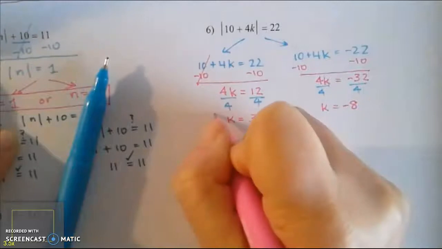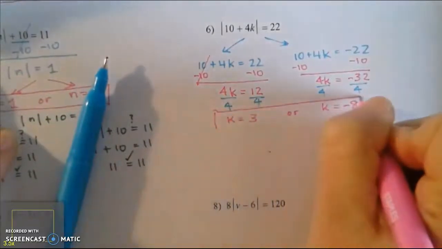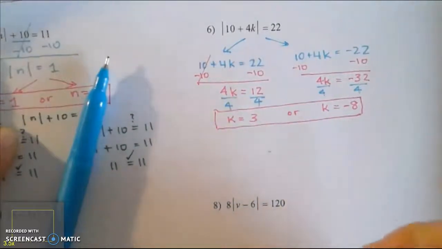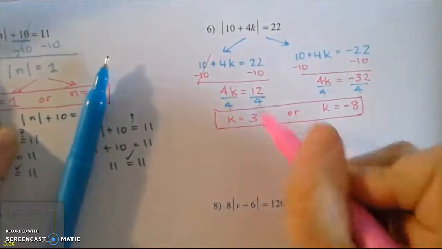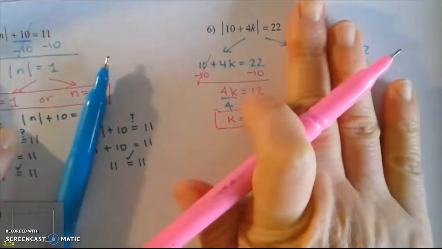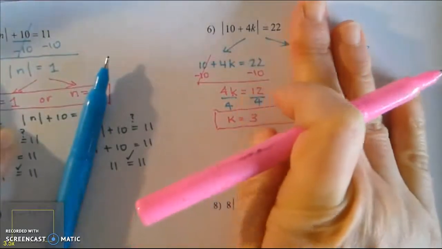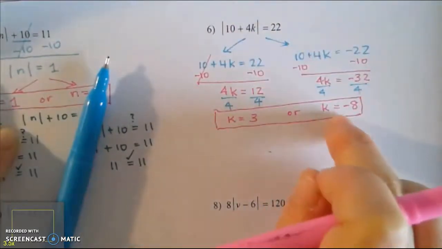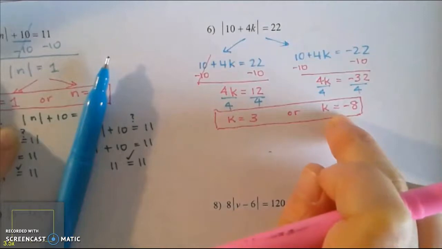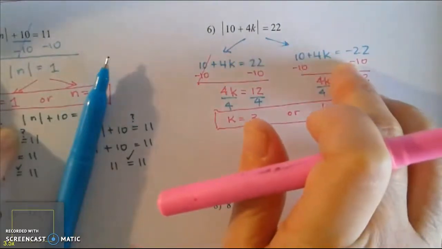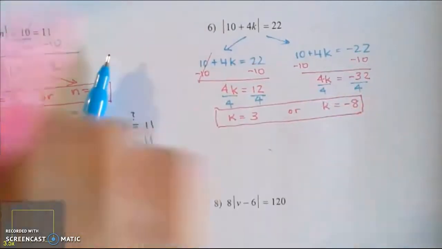Okay, so I have two solutions. k is equal to 3 or k is equal to negative 8. Now, a common mistake is that when students find the first solution, they just immediately think the other solution is the positive or negative version of 3. Notice that k is not negative 3. k is a different number. k is negative 8. So you do need to consider the two equations separately. Okay, so make sure you do that.